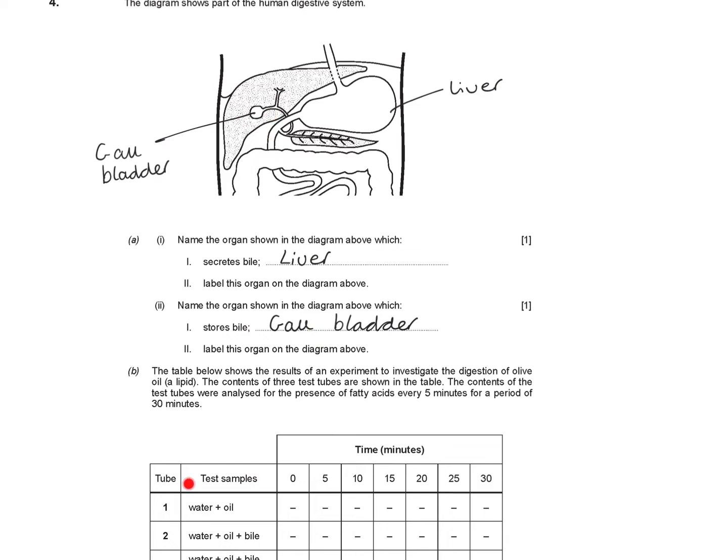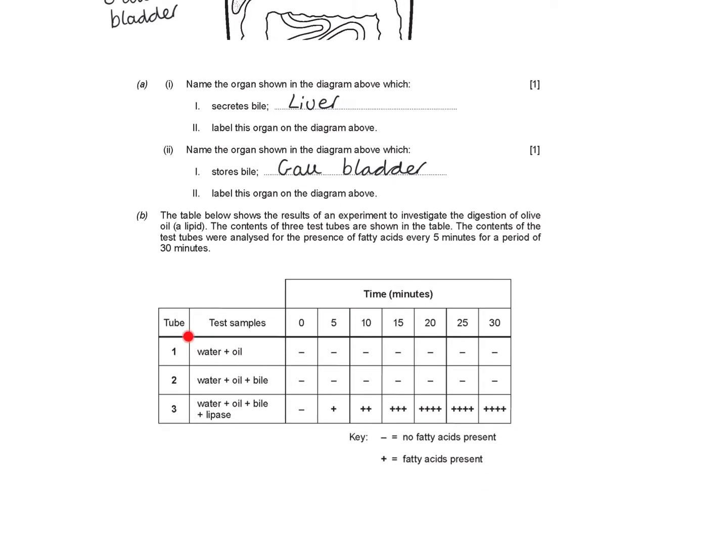There's then a lot of information here on a table about what happens to water, oil and bile, and water, oil, bile and lipase. Okay, you can see here that water and oil have no effect on digestion, nothing digests. The same for water, oil and bile. It's only when you've got the lipase as well as the bile that the fats break down into fatty acids and glycerol. Okay, that's only when it would happen.